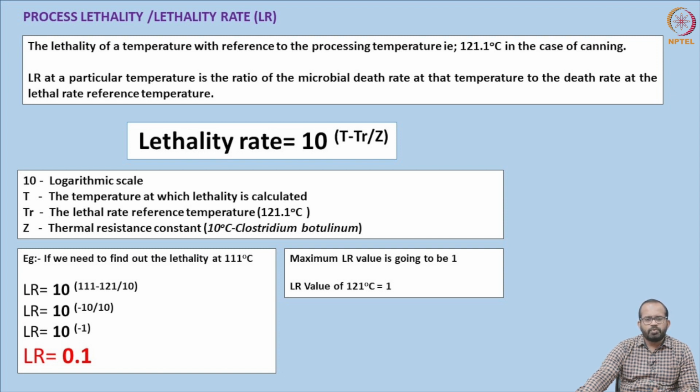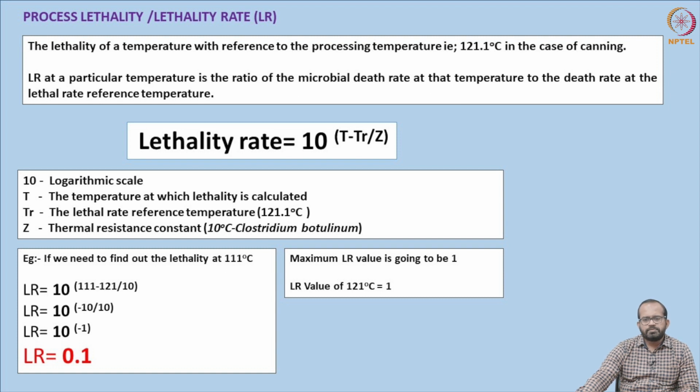For example, if we need to find the lethality rate at 111 degrees Celsius, we use this equation: LR is equal to 10 raised to 111 minus 121 divided by 10. So it is going to be 0.1. The lethality rate at 111 degrees Celsius is going to be 0.1.